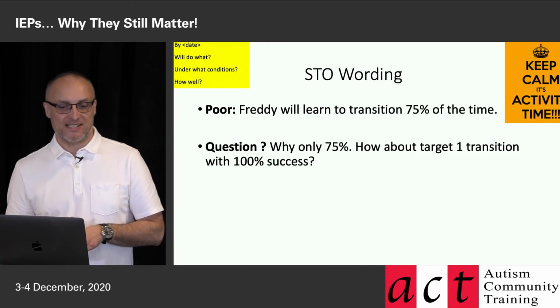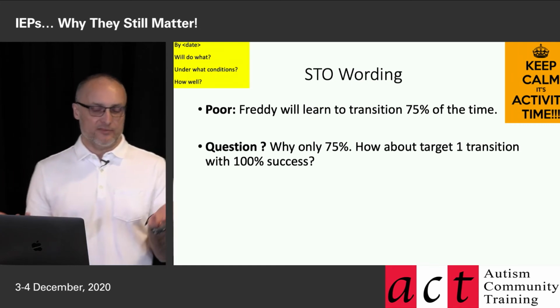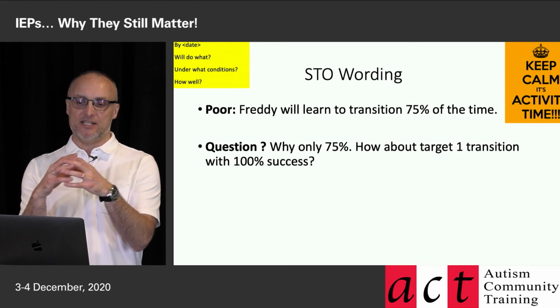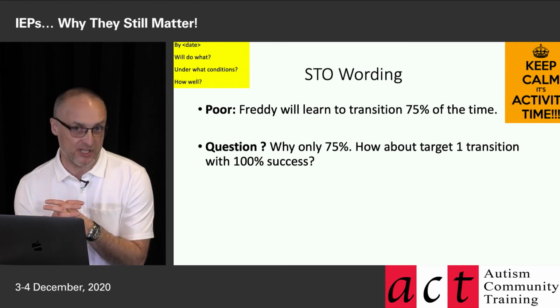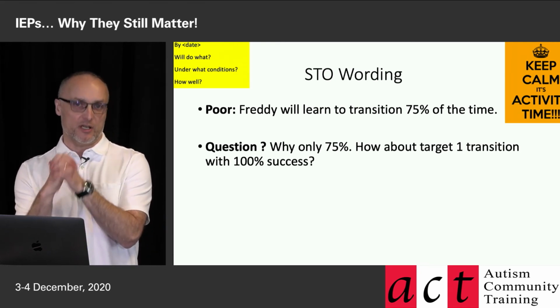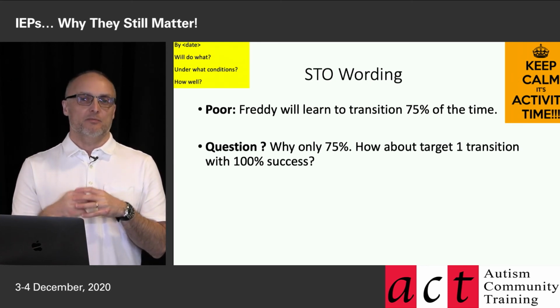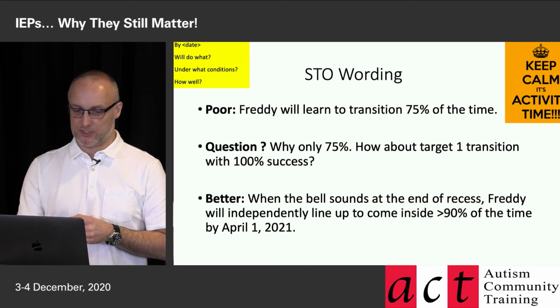Freddie will learn to transition 75% of the time. Why 75% of the time? How about pick one transition that's a target and teach that to mastery so he can do it 100% of the time, right? One transition 100% of the time is a good basis to then build from versus intermittent success with a bunch of transitions.